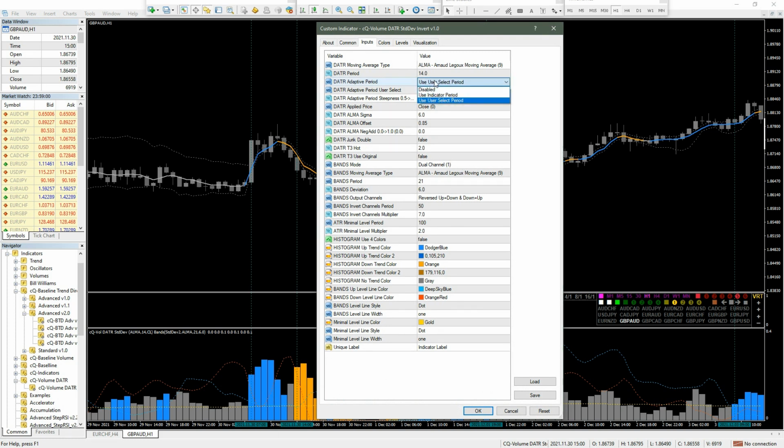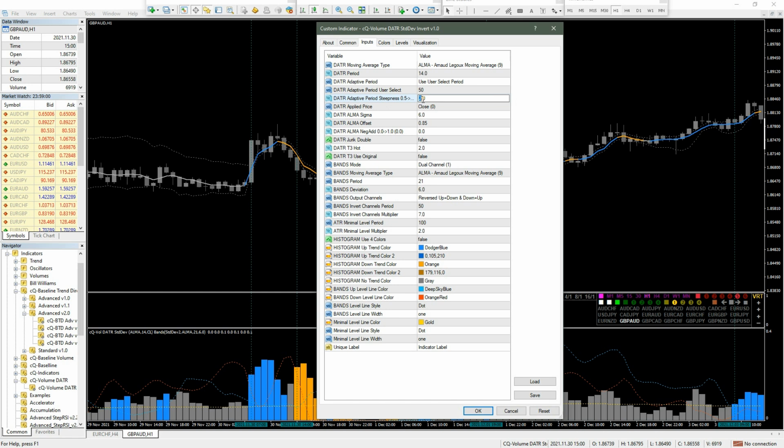This adaptive period is based on the ATR. As the ATR goes up, the period becomes shorter, so it makes it a little faster, and you can disable it, or you can use the indicator period if you have it set there, or you can use a user select period, which is this one if you have that selected.